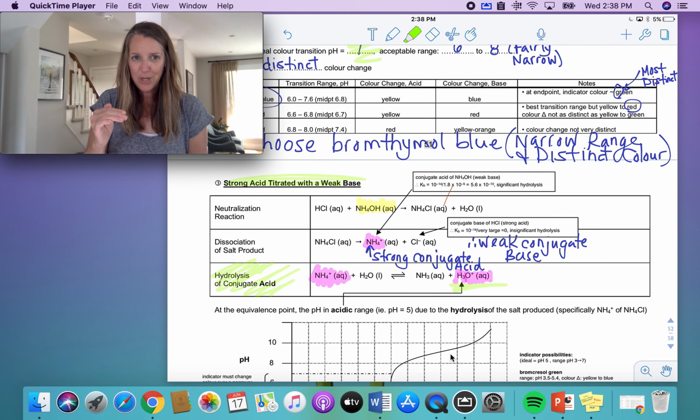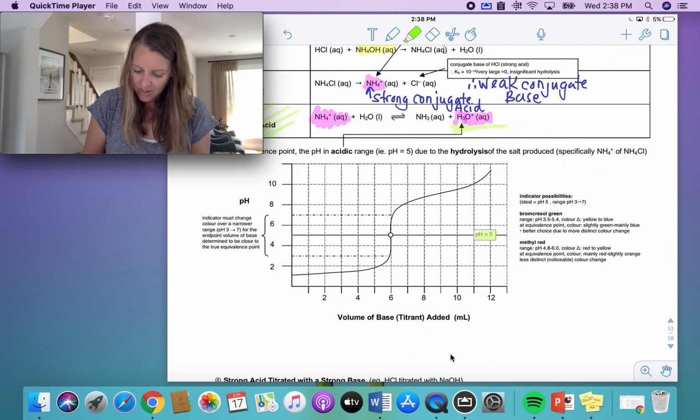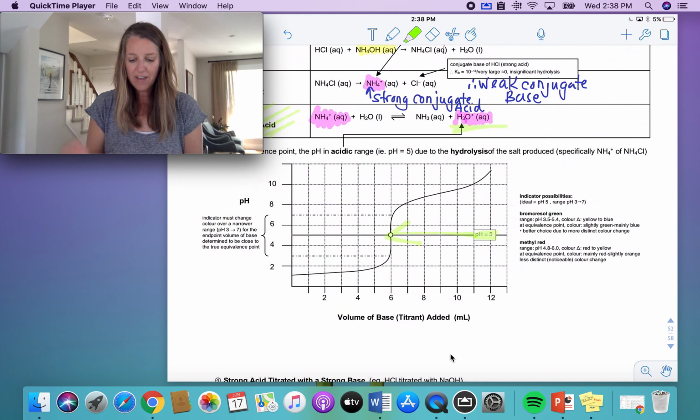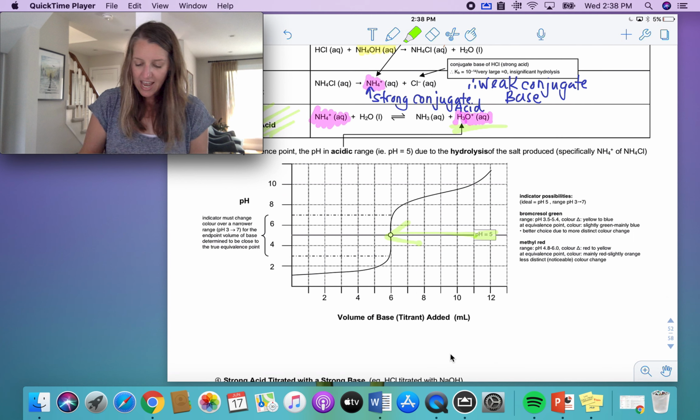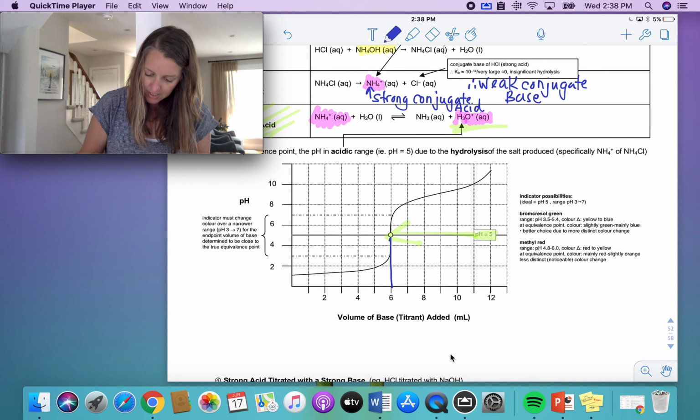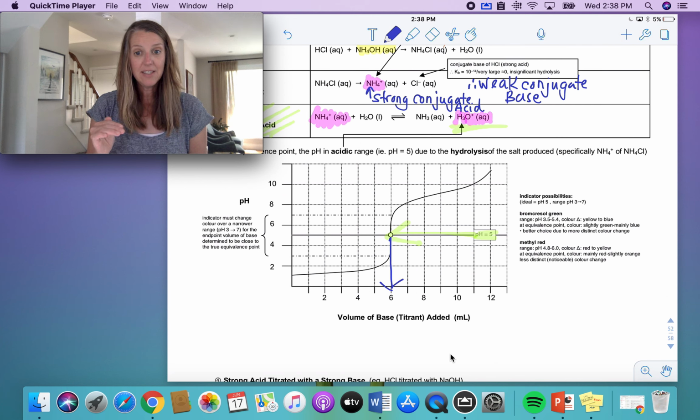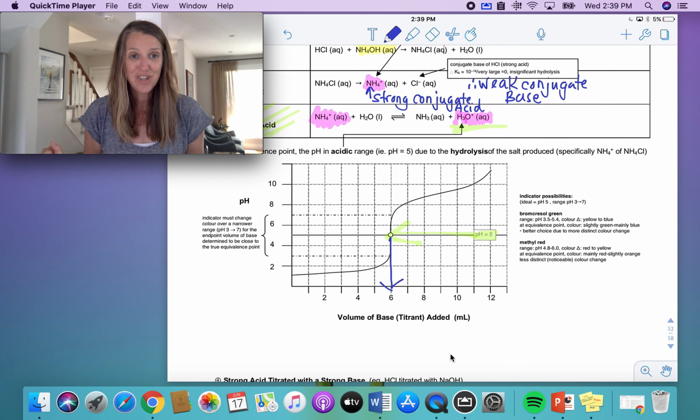Where's your equivalence point going to be? Acidic range. Let's see. Yep, there you go. Can you see here? You would read from the graph that it was at a pH of 5, and then you would read down, what's the volume of the base that was added in? 6.00 mL. You could then take that information and find your unknown concentration of the acid given this data.